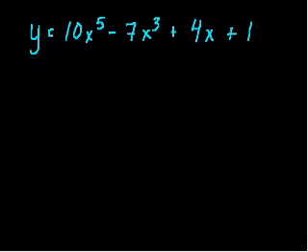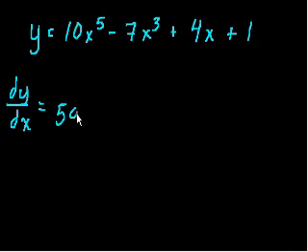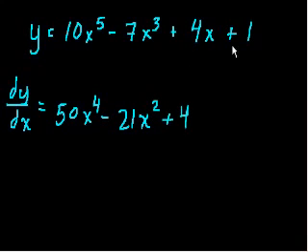So we say dy over dx, right? This is Leibniz's notation. And that's kind of the change in y over the change in x over very small changes, right? That's kind of how I view this d. It's like a very small delta. It is equal to 5 times 10 is 50x to the 4th minus 21, right? 3 times 7, x squared plus 4. And then the derivative of 1 is just 0. So there we did it. We figured out the derivative of this very complicated function, and it was pretty straightforward.